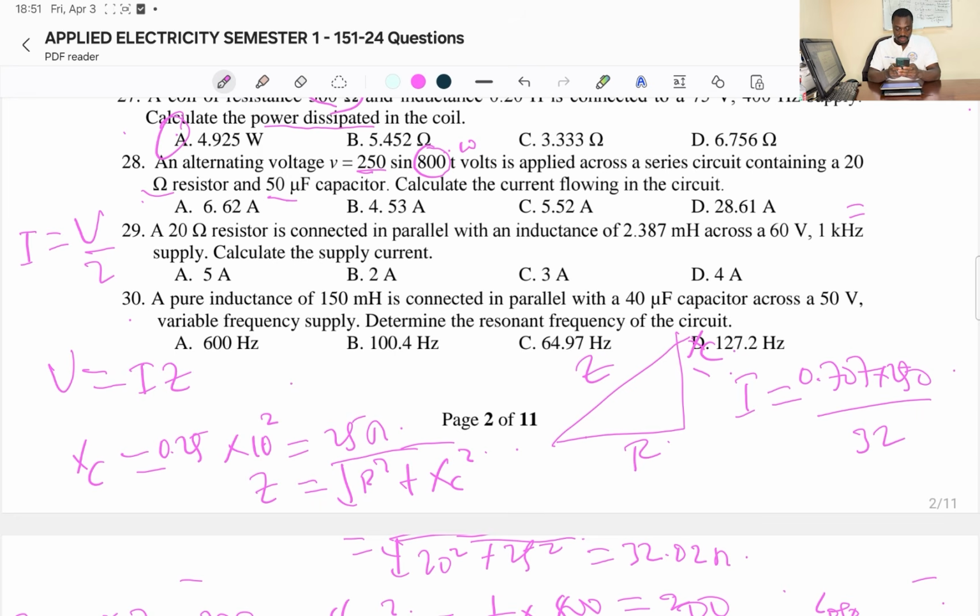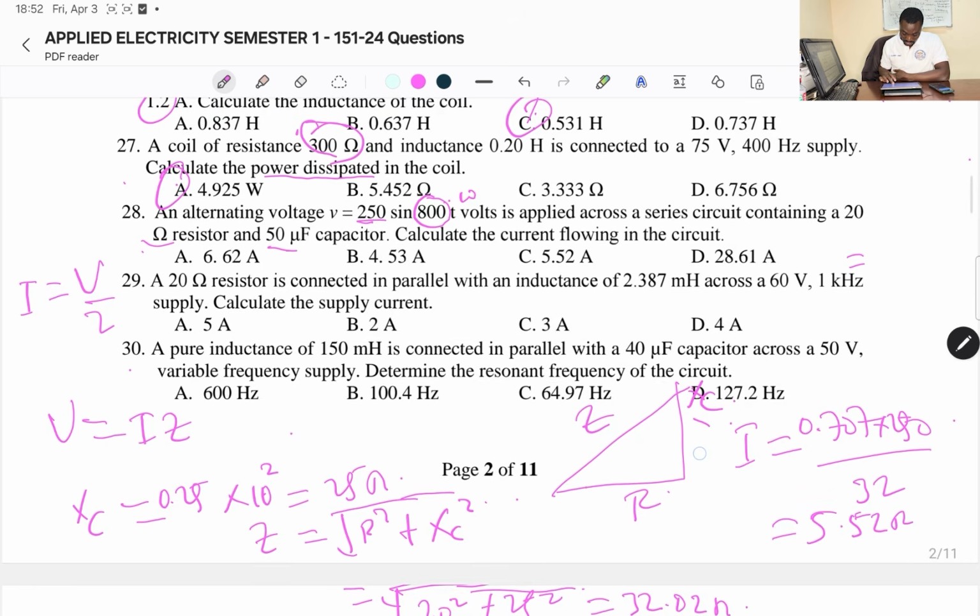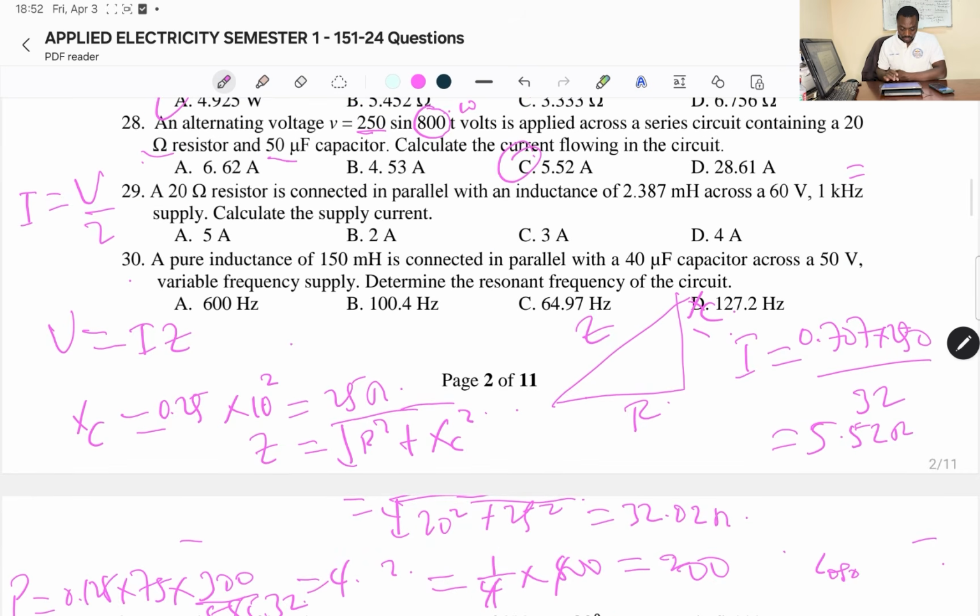So we get the answer here to be 0.70 times 250, and you divide this by 32.002. So you get 5.52. So the answer here is going to be C.